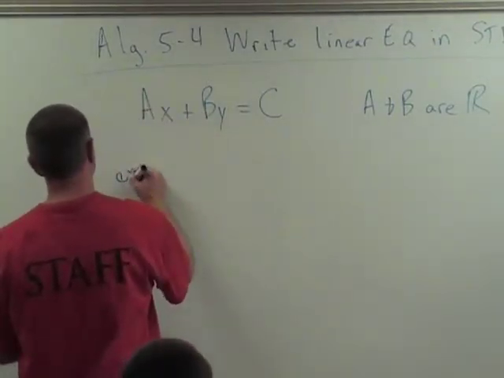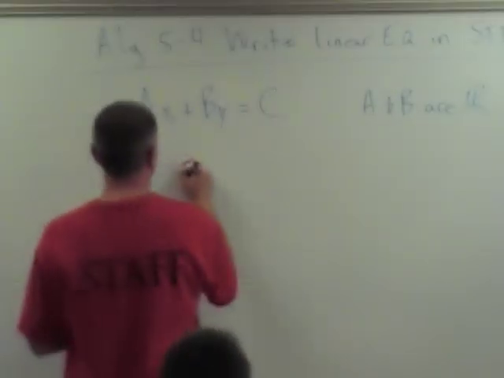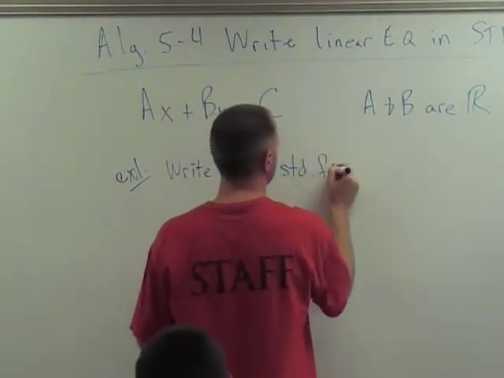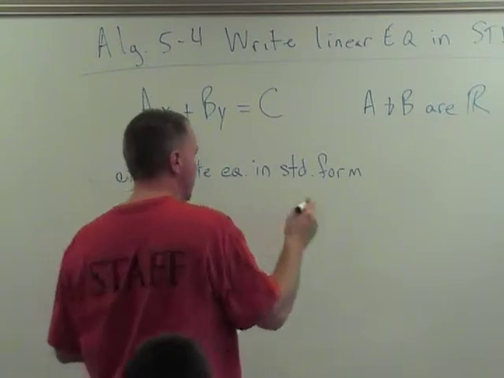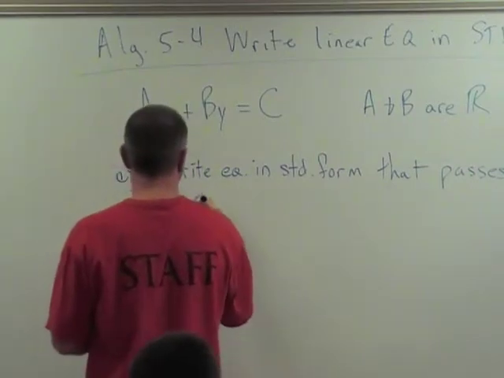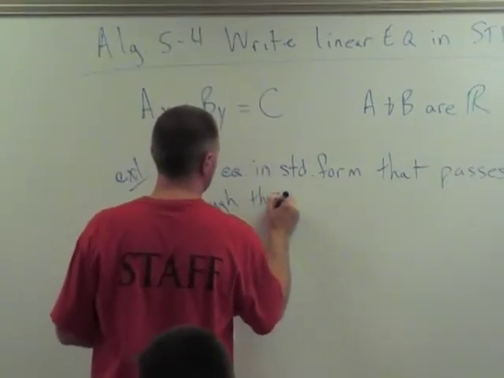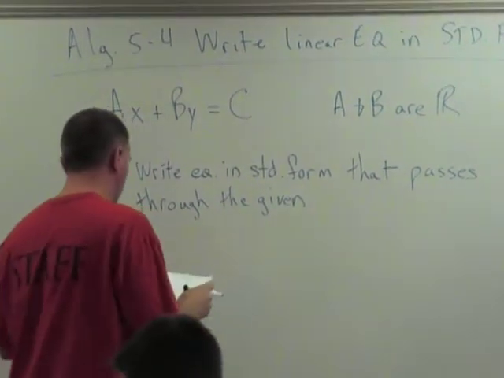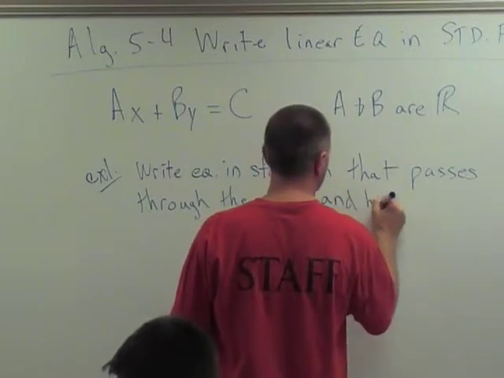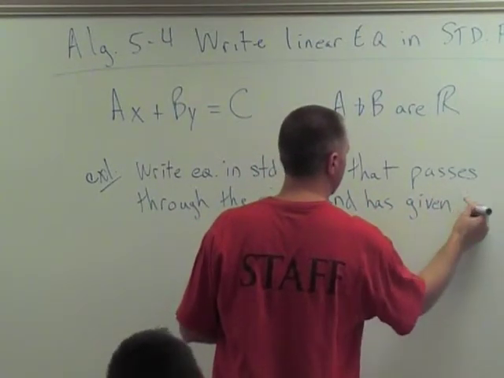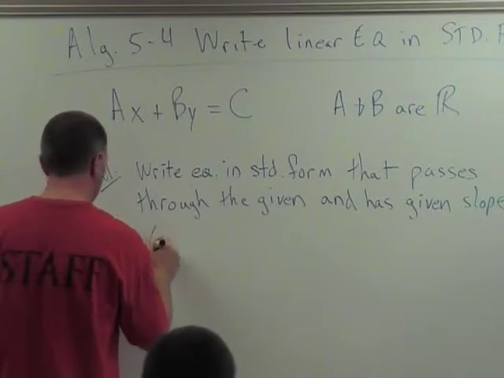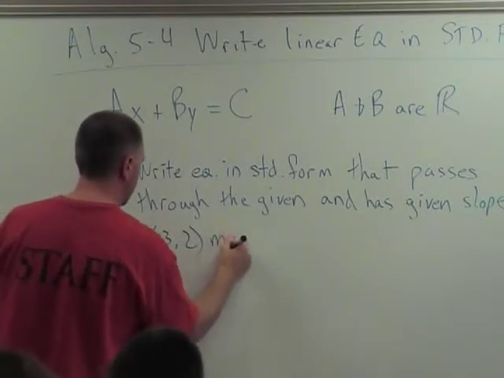Example 1. Write equation in standard form that passes through the given point and has the given slope. Okay, so I'm going to give you two quick examples here. (-3, 2) is your point, and the slope is 1.